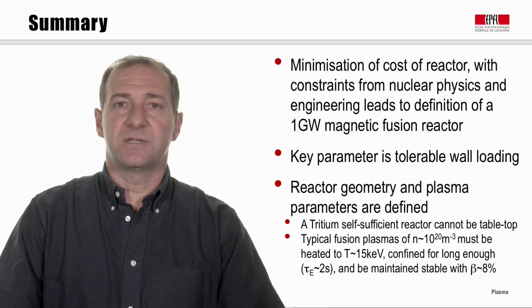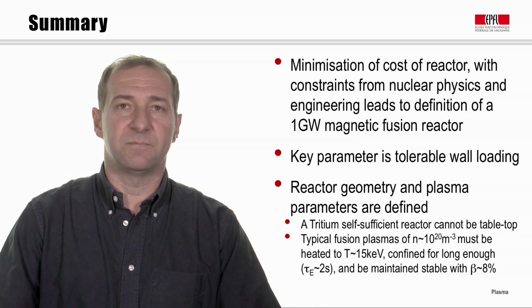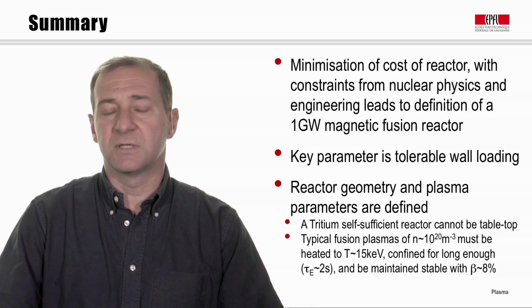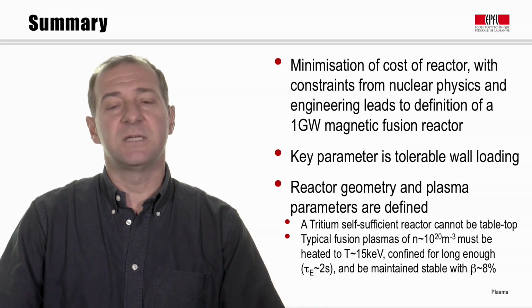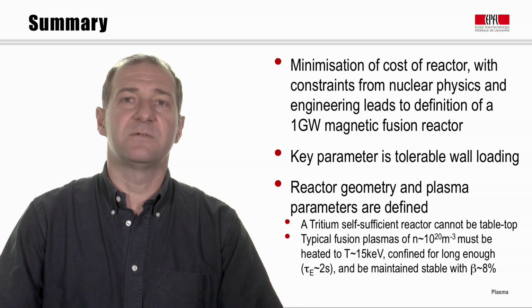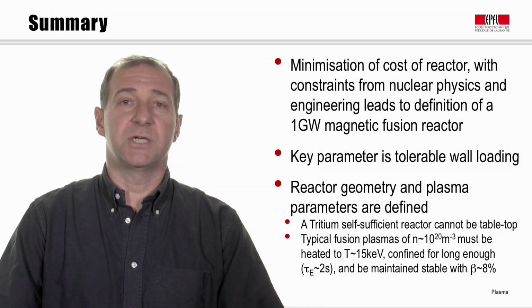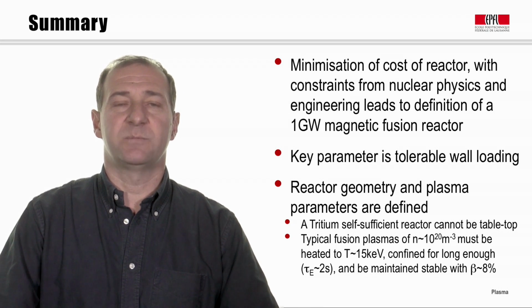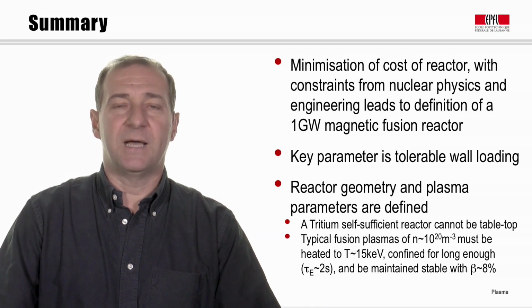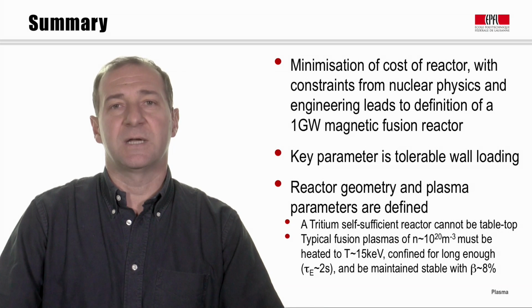So for the challenges that this design poses to the plasma, we have summarized them in a few parameters. We need to have a fusion plasma of about 10 to the 20 per cubic meter of density. It has to be heated up to about 15 keV. It has to be confined for long enough, about a couple of seconds of energy confinement time. And it has to be maintained stable with a plasma beta, a ratio of the plasma pressure to the magnetic field pressure, of about 8%. These are the challenges that plasma physics needs to face in order for this reactor to comply with the engineering and physics constraints and produce a significant amount of fusion power and electrical power.